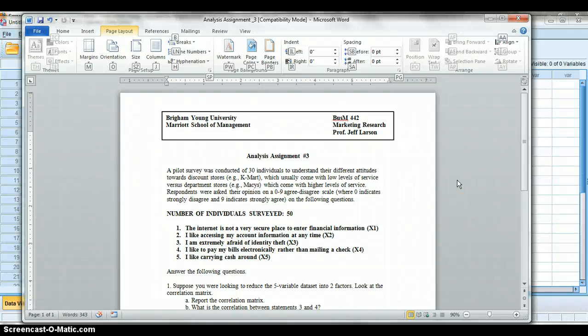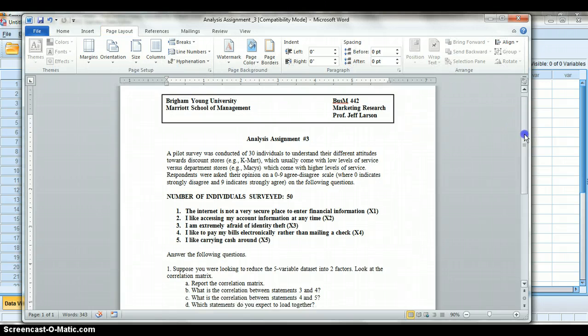All right, I'm going to attempt to do analysis assignment number 3, factor analysis using the banking data from class. Once again, I just want to emphasize that this is not the actual data. It's just a different data set, but all the steps should be very similar.